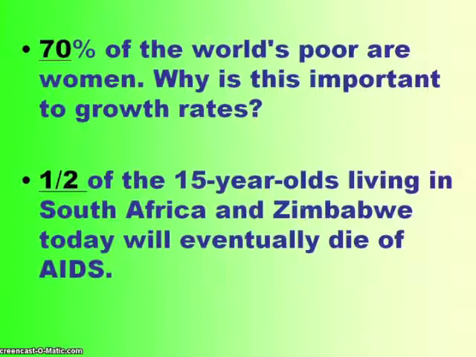Now, half of the 15-year-olds living in South Africa and Zimbabwe today will eventually die of AIDS. Now, think about that. Half. You guys here in the eighth grade are about 15 years old or close to it. Imagine if you look to the left, you look to the right, you saw two of your best friends. If you lived in Zimbabwe, the odds are that one of your friends would be dying of AIDS.